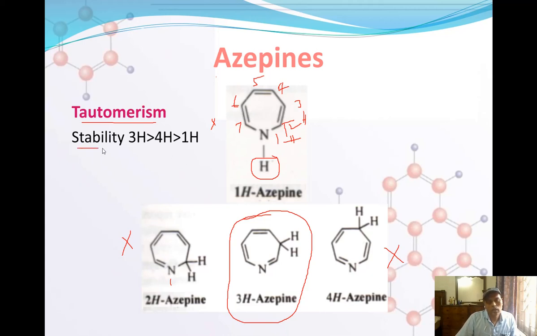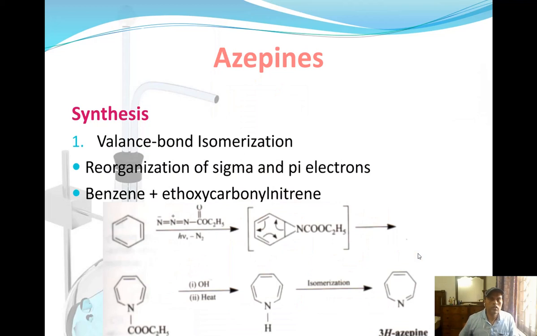So here is the order of stability: 3H azepine, then the next stable compound is 4H azepine, and the next to that is 1H azepine. But these two you cannot isolate. Only 3H azepines can be isolated. Alright, next is the synthesis.